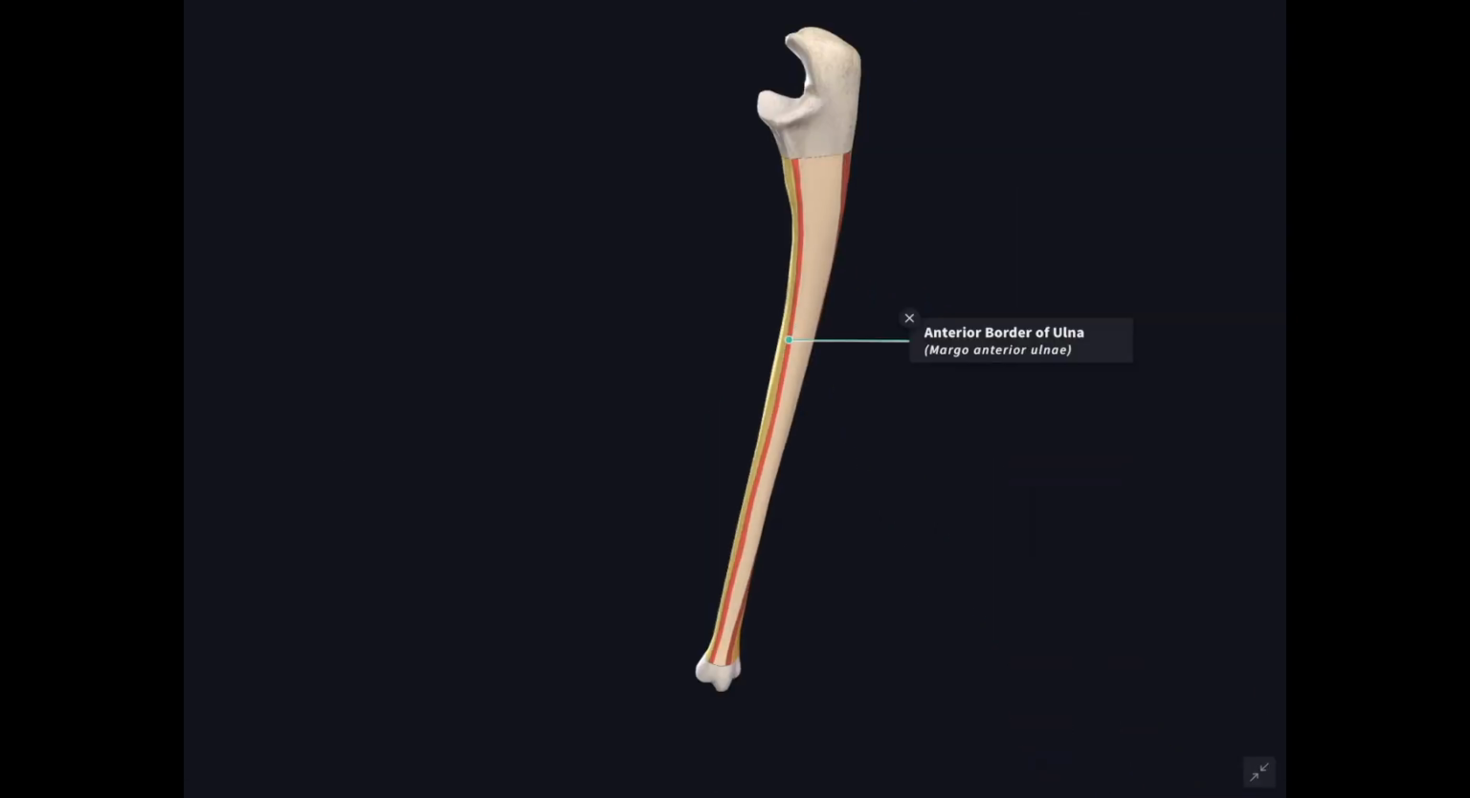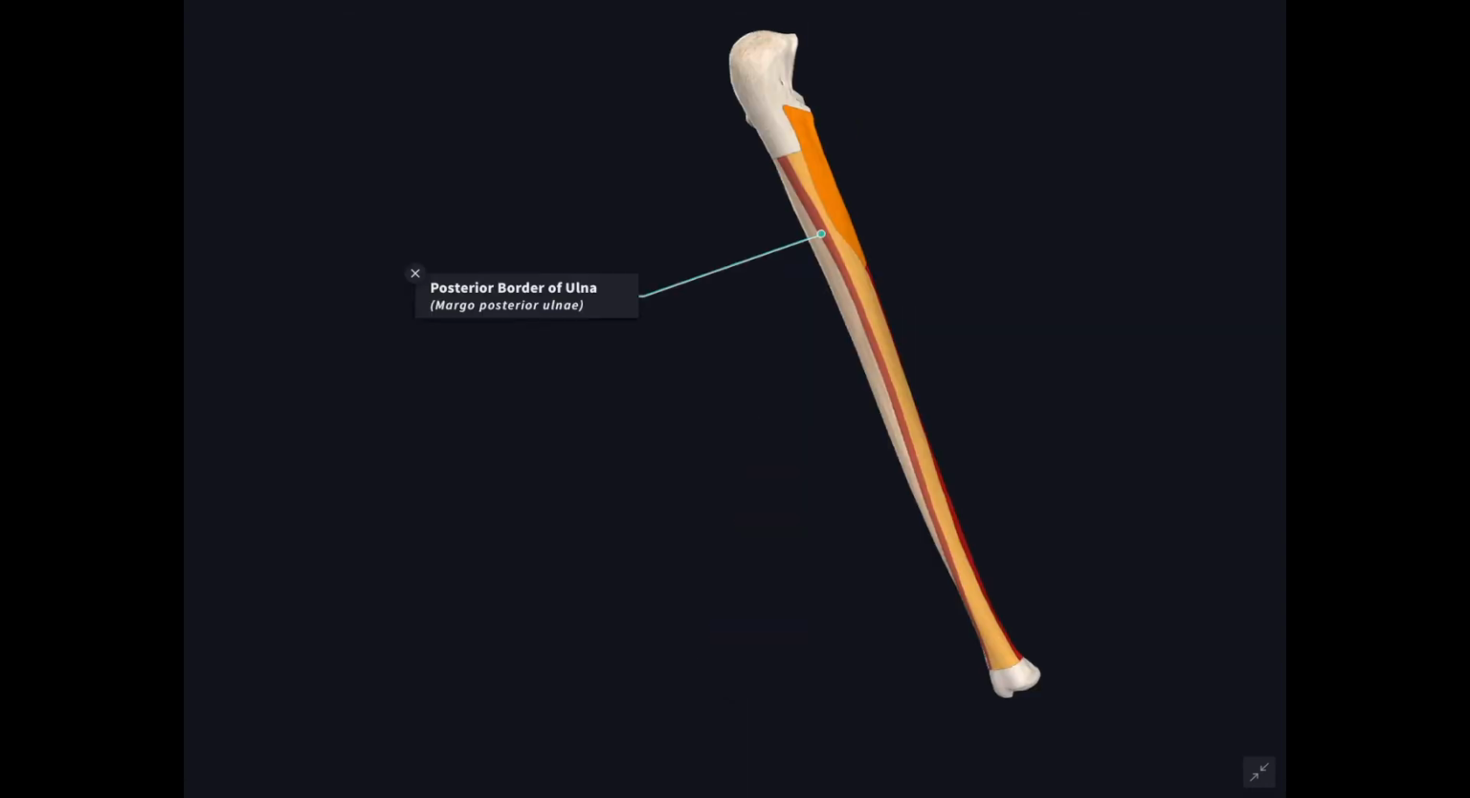Next we'll see about the anterior border. The anterior border is rounded and ill-defined, and it extends from the lower end of the ulnar tuberosity to the front of the ulnar styloid process. Next we'll see about the posterior border. The posterior border is entirely subcutaneous and it is sinuously curved, and it extends from the apex of the subcutaneous posterior surface of the olecranon process to the back of the styloid process.